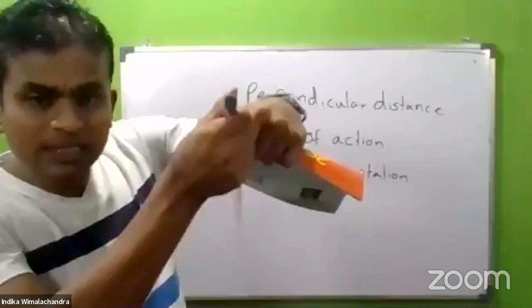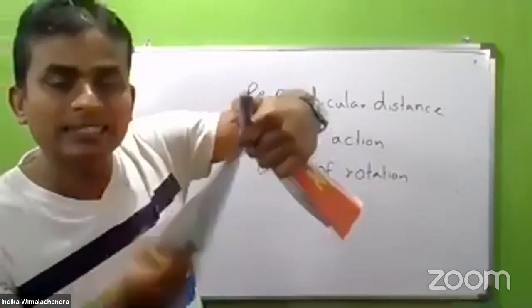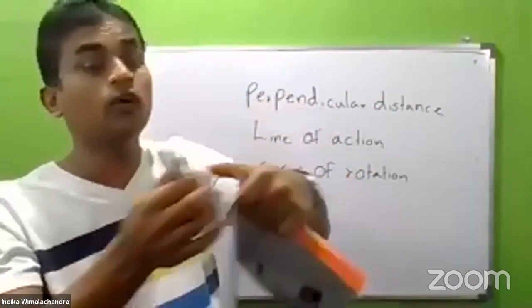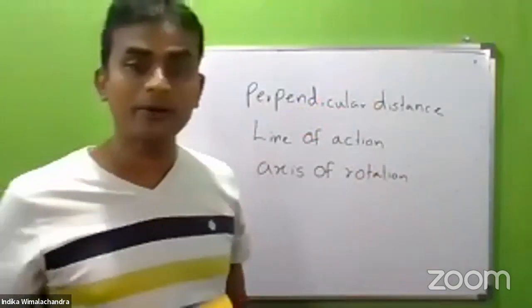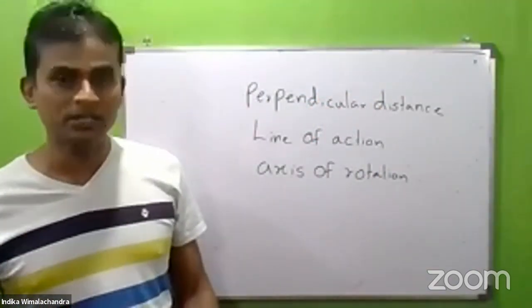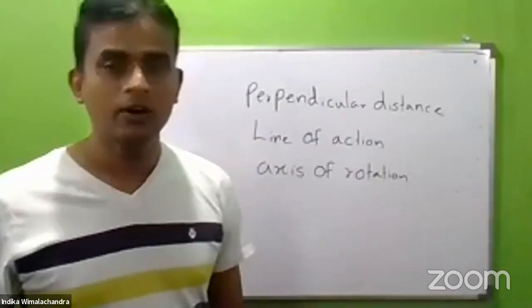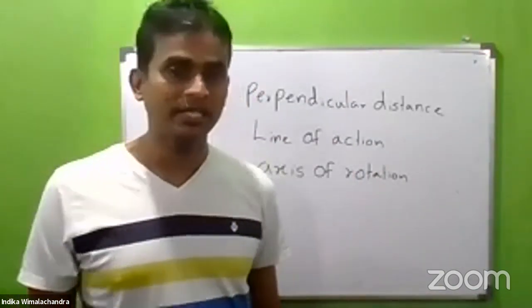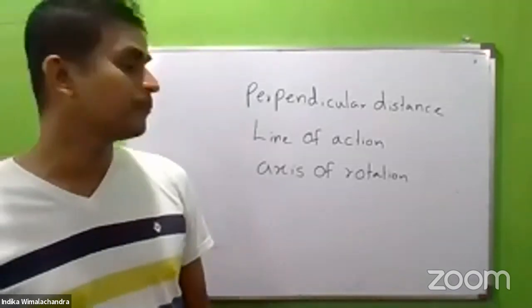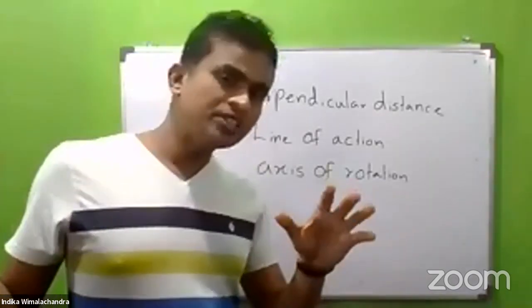And this one is the axis of rotation. There is no physical axis of rotation. You can't observe any kind of axis of rotation. It's a hypothetical line that we draw. We call that the axis of rotation. Are there any questions you can ask me?